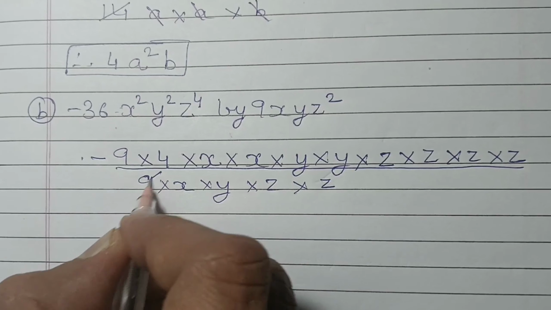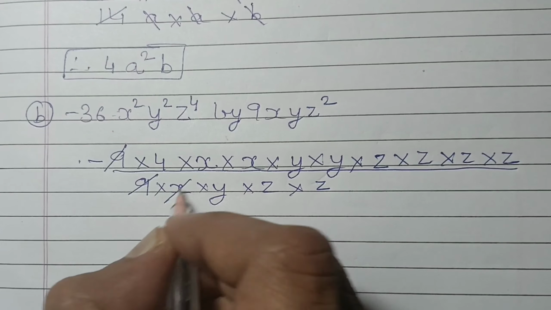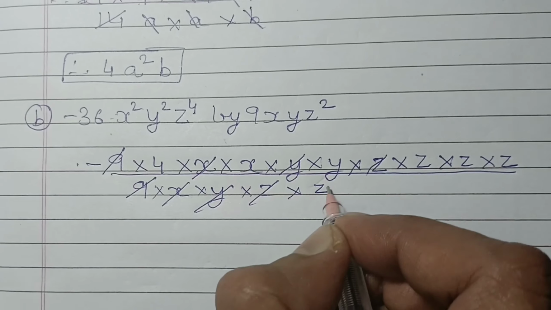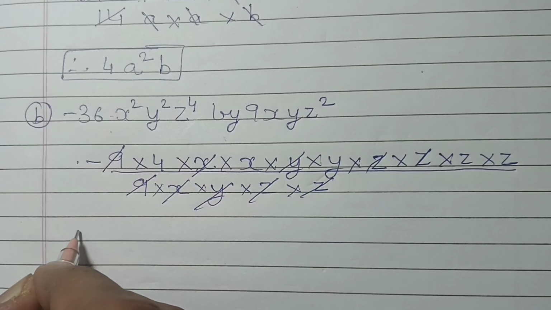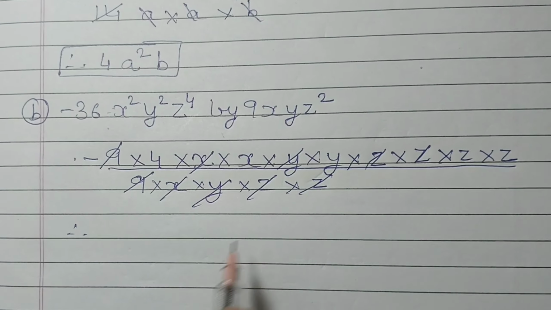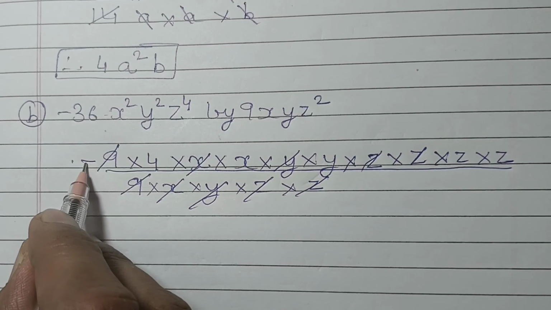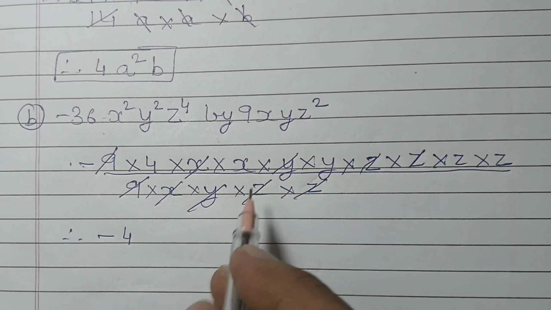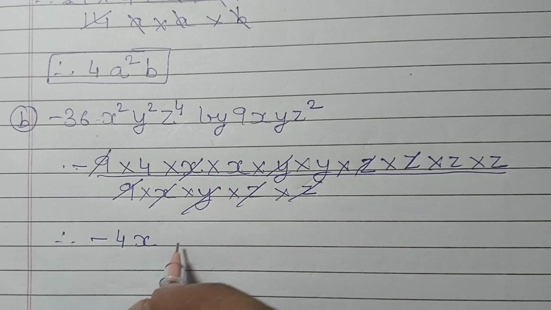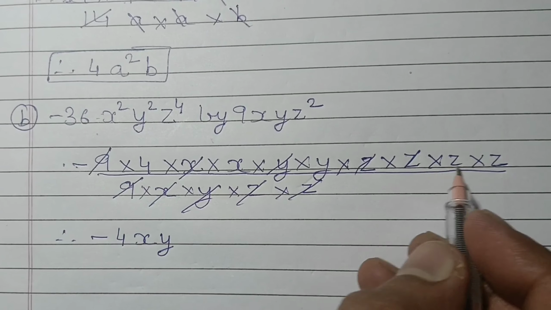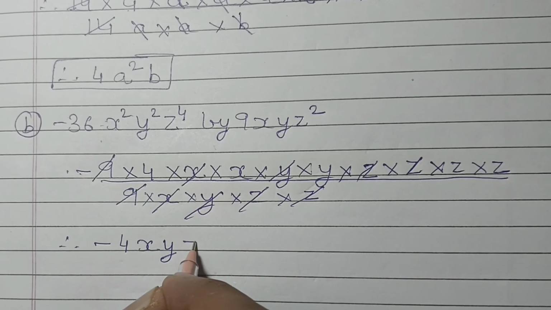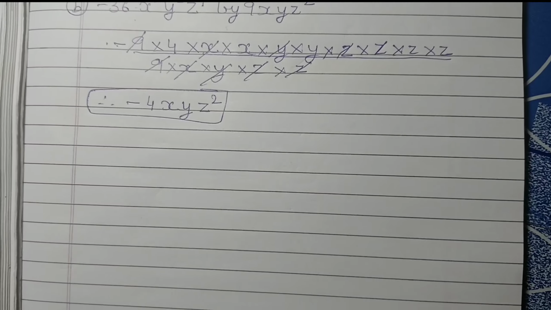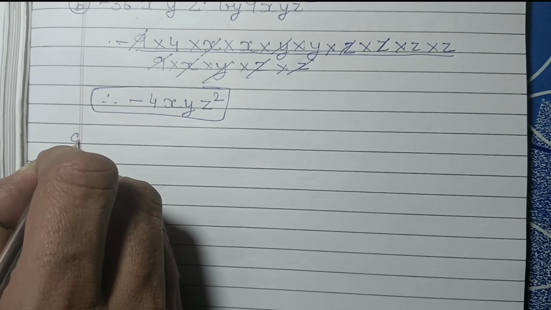Now we can cut 9, x, y and z will cut 2 times. So the remaining term will be 4, but here there is minus, so we'll write minus 4. x is for 1 time, y is also for 1 time, and z is 2 times, so z square. This is our answer for the b question. We'll solve the c question.